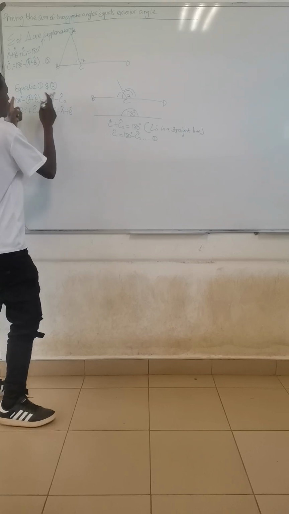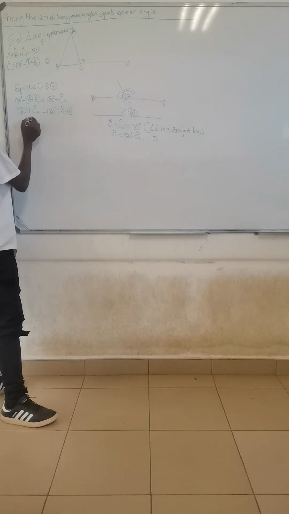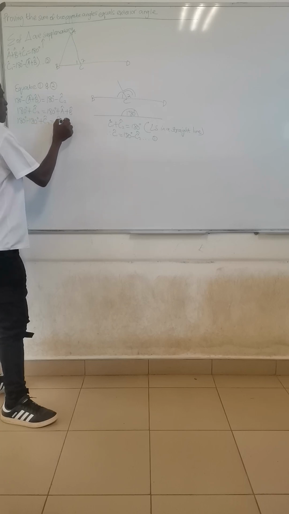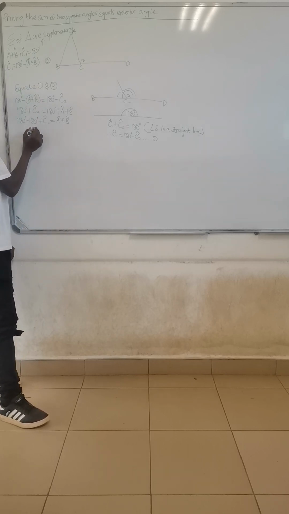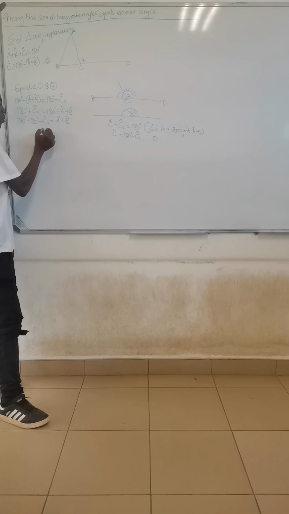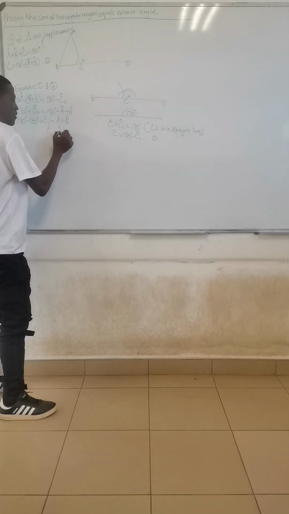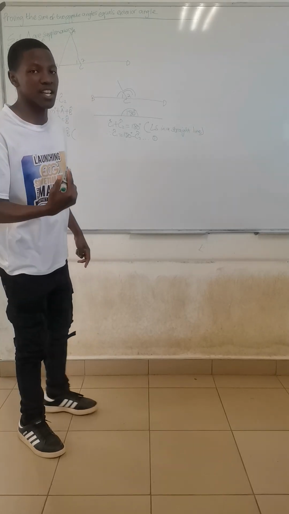When you transpose, when you swap them around, the sign changes. And then what do we have again? If we transpose this 180 to the other side, it is 180 minus 180 plus C2, which is equal to angle A plus angle B. And then 180 minus 180, that is 0. Therefore, our final statement is C2 equals A plus B.